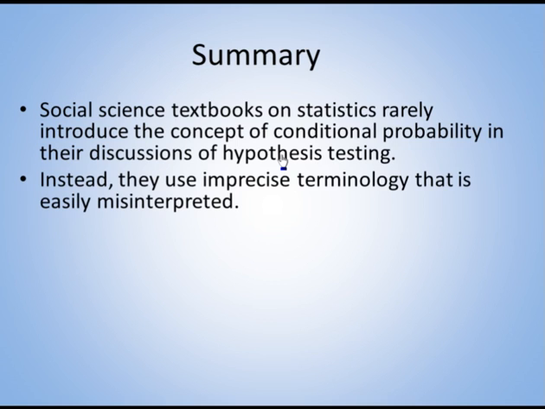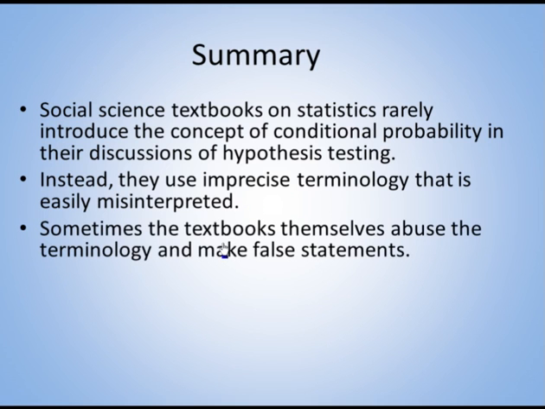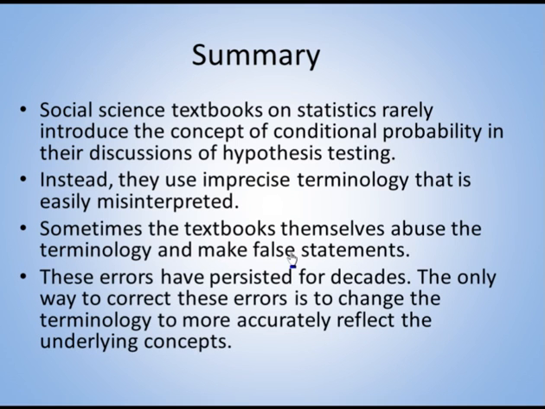Instead, social scientists use imprecise terminology that's easily misinterpreted, and often by the authors themselves. Sometimes textbooks themselves abuse the terminology and make false statements. These errors have persisted for decades. There's a paper back in the 70s or 80s that points this out.